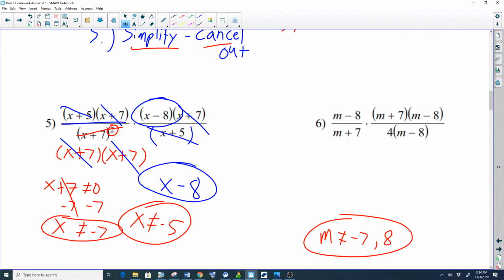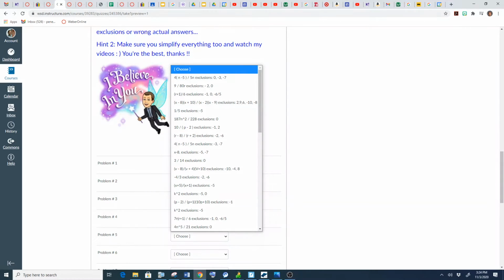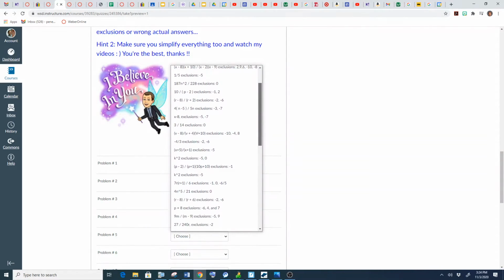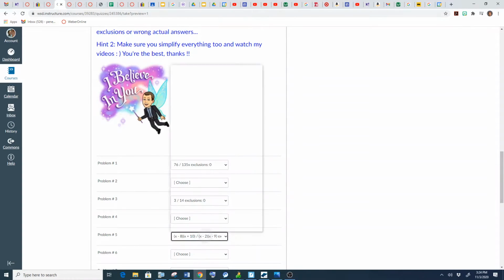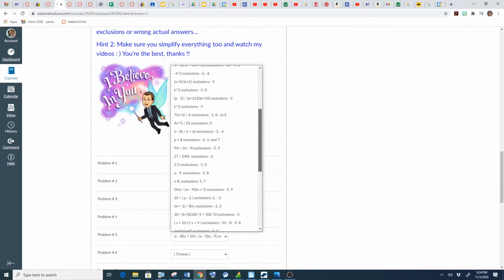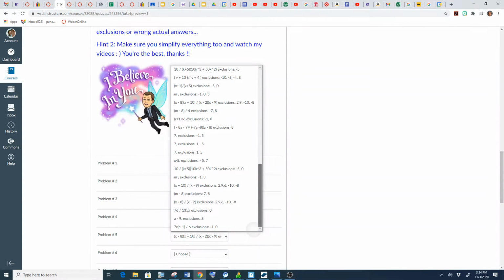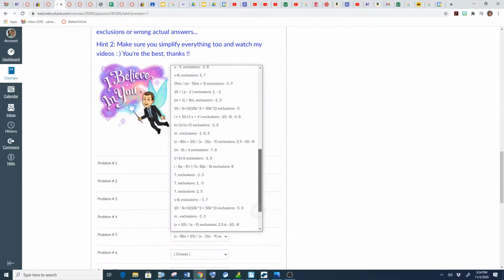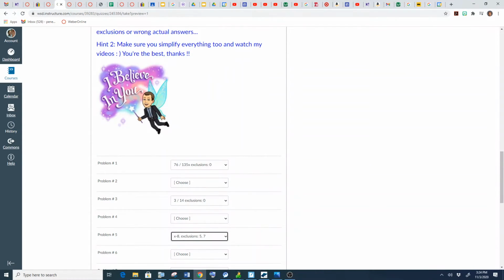So now we'll go to number 5, and we'll look for x minus 8 with the exclusions. There's an x minus 8. No, that's got x plus 10 in it. So we're looking for an x minus 8. X minus 8. Not m minus 8, x minus 8. So now we have an x minus 8. There it is, exclusions 5 and 7.